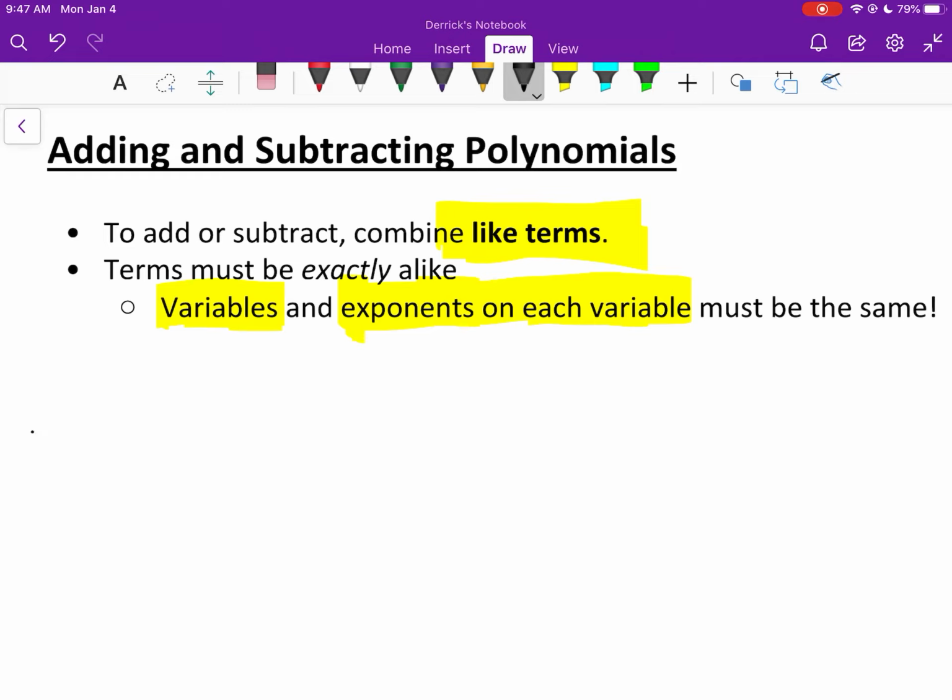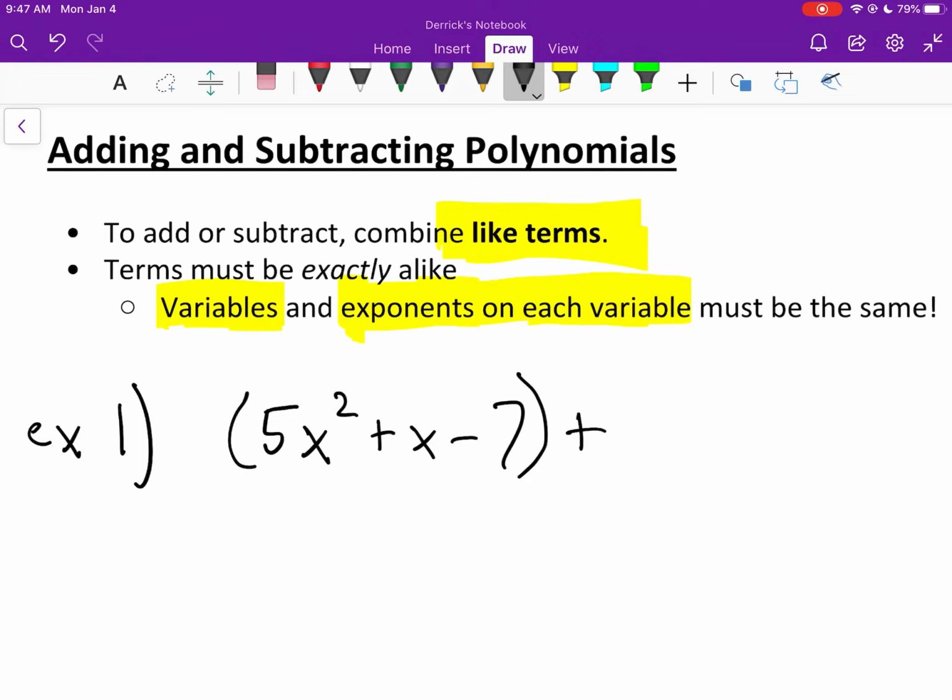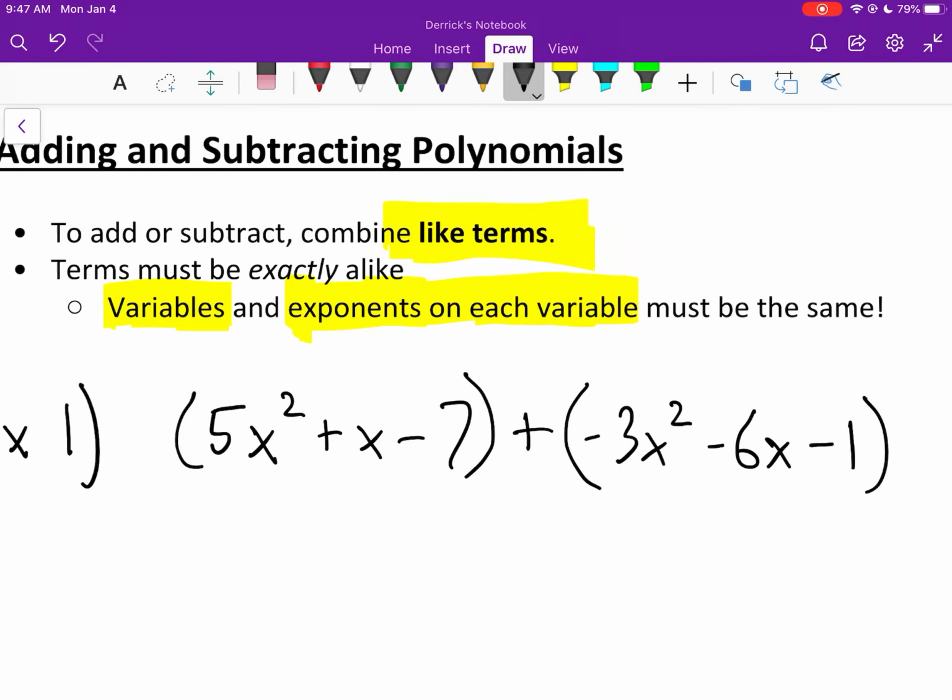Let's say you were asked, example 1 here, to take the polynomial 5x squared plus x minus 7, and you were asked to add it to the polynomial negative 3x squared minus 6x minus 1. Well, first off, you'll notice that they are shown in parentheses there. That's because we do have two separate polynomials that we're being asked to add. In this case, it's just addition.